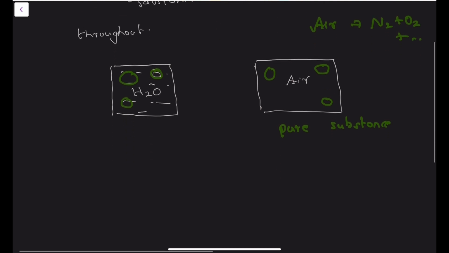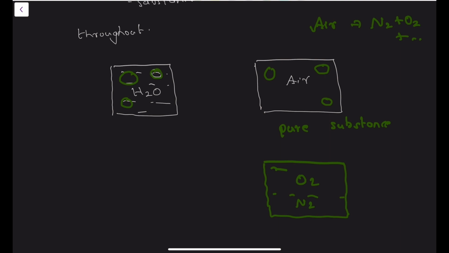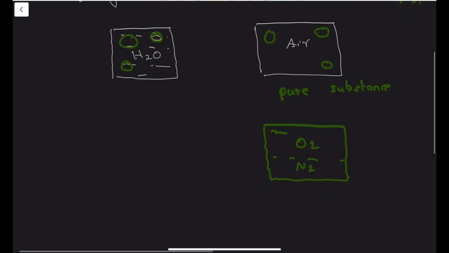But if we lower the temperature to around minus 150 degrees Celsius, air gets liquefied into nitrogen and oxygen, which accumulate according to their density. Now this is not a pure substance, because if you take a region here and a region there, the chemical composition will be completely different.